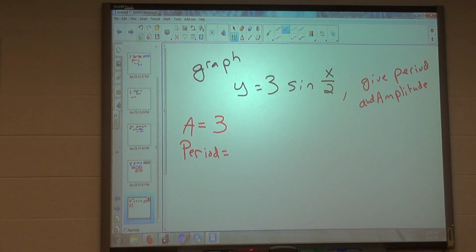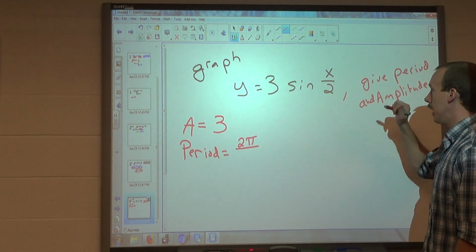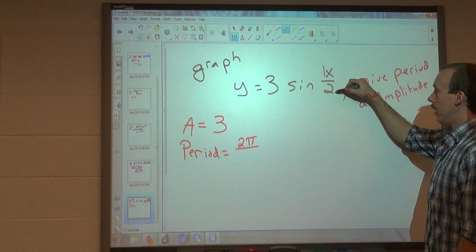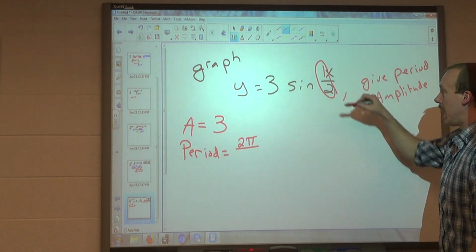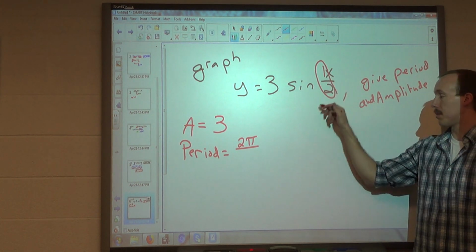What's the formula on the back of my unit circle? Period equals 2 pi over b. Now what's my b here? Technically this is a fraction in front of my x of what? A half? So what's my b on this problem?